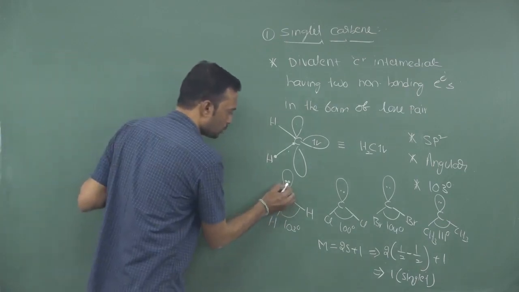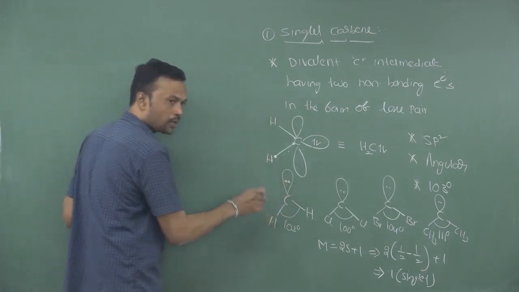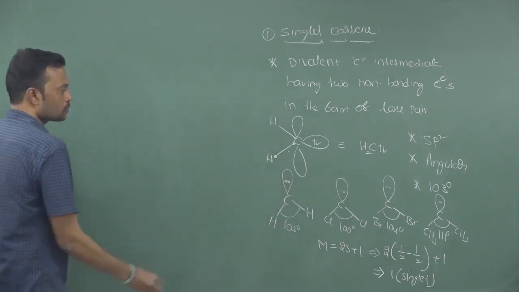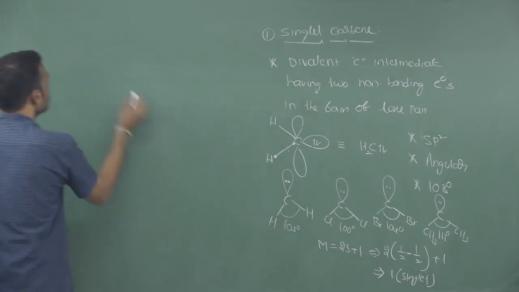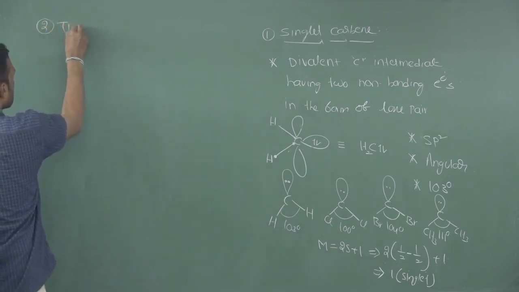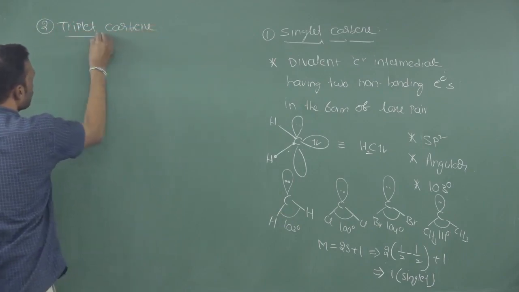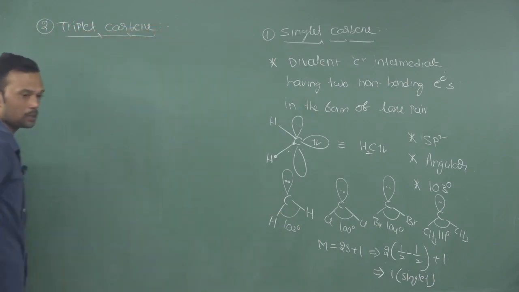So now these two electrons on carbon, if I write them in the form of a lone pair, it means they carry one empty orbital. Okay. So this is called singlet carbon. Triplet carbon.